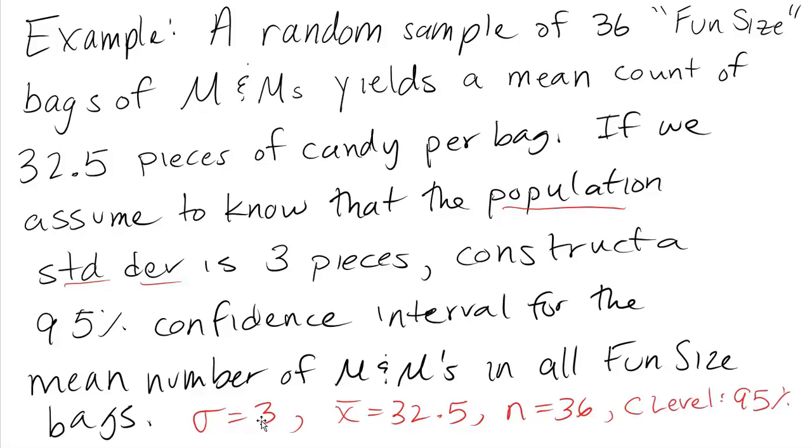So what the calculator is going to do is it's going to take sigma and divide it by the square root of n to get the standard error. It's then going to figure out how many standard deviations you have to go in a normal distribution to get 95% of the data. And then it's going to add and subtract that number of standard errors to and from the sample mean and come up with our interval.